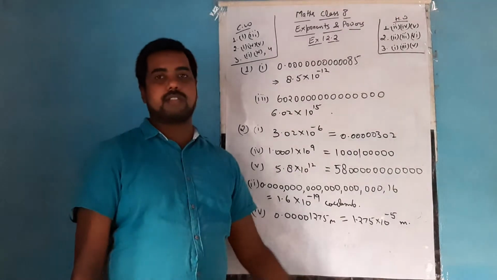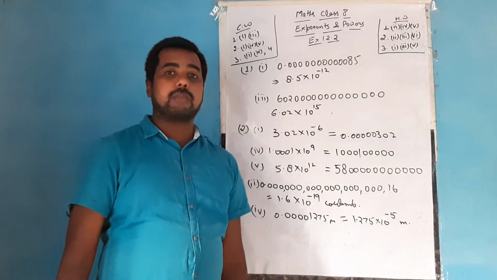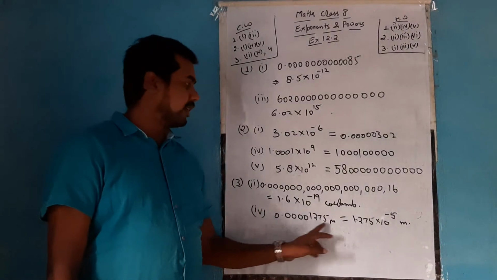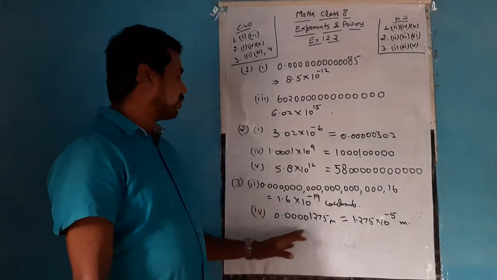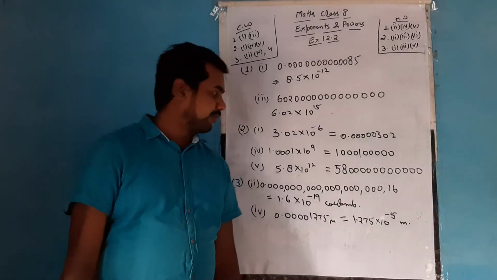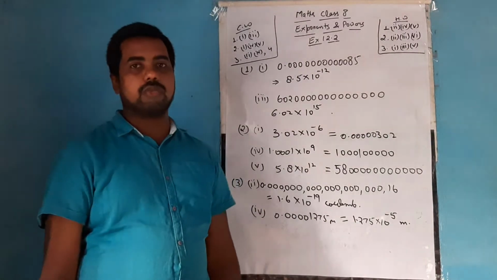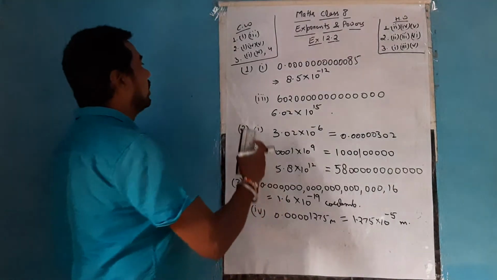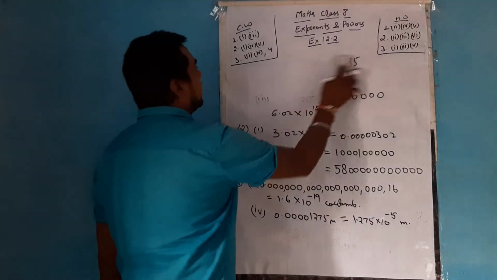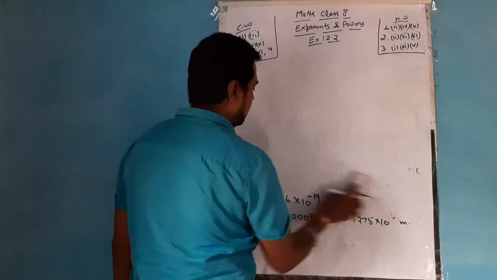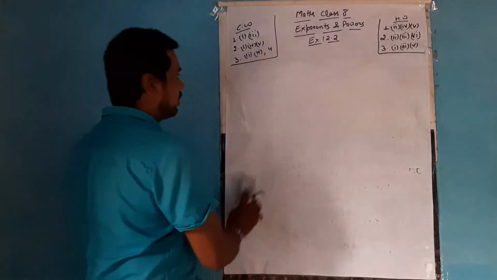I hope it is easy for you to understand how many places of decimal you are shifting. 4 places by 0 and 1 place here, so 5 places is shifted. So 1.275 into 10 to the power minus 5. I hope this must be clear. So this is standard and usual form. Now moving on with the last question, that is question number 4.